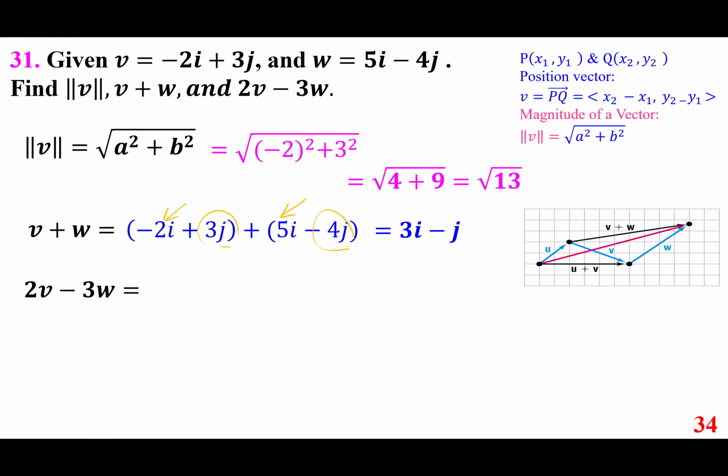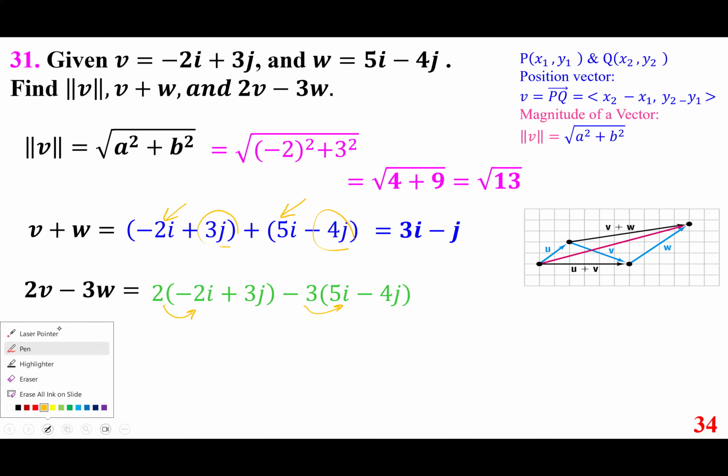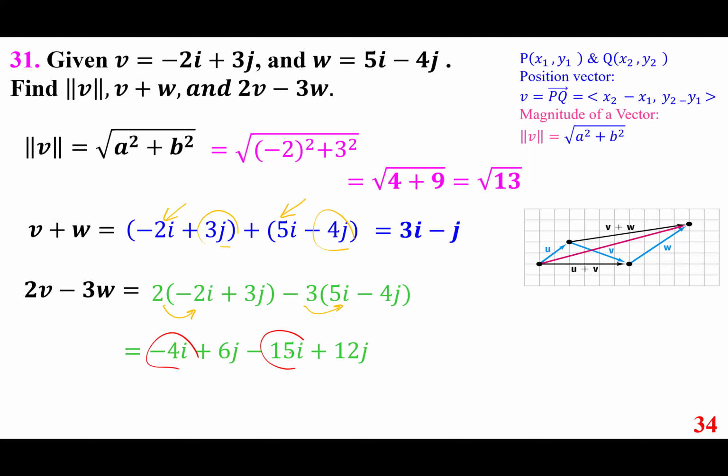2v minus 3w, so 2 times v minus 3 times w. Just write it down and distribute. So this is minus 4i plus 6j, minus 15i plus 12j. These add up to negative 19i. And we have 18j, and that's the final answer.